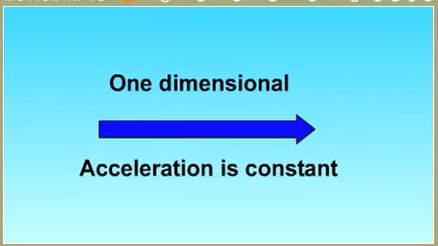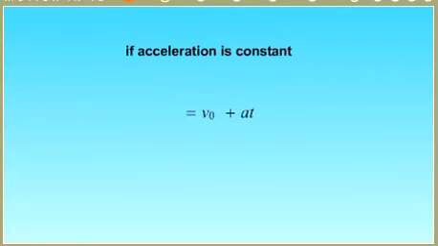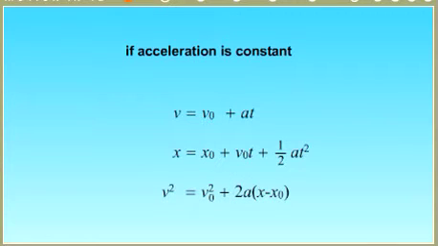When motion is along one dimension and the acceleration is constant, a set of equations can be derived that defines the motion completely. The velocity is the initial velocity plus the acceleration multiplied by the time. The position is the initial position plus the initial velocity multiplied by the time, plus 1/2 the acceleration multiplied by the time squared. The third equation is derived from the first two, eliminating time as a variable, and relates velocity, acceleration, and position.